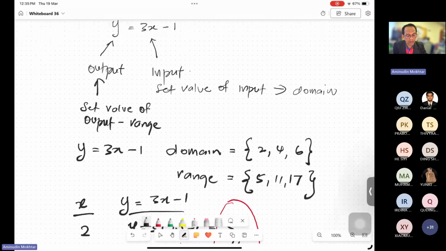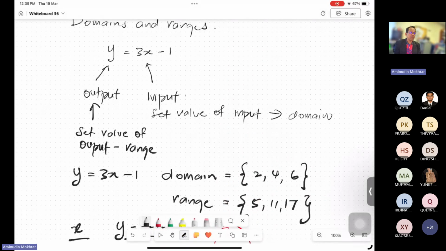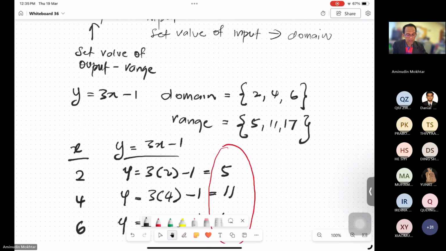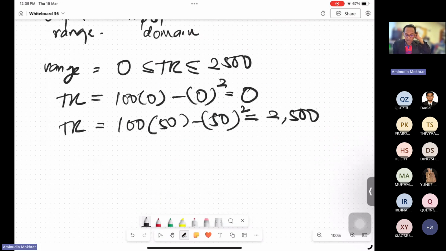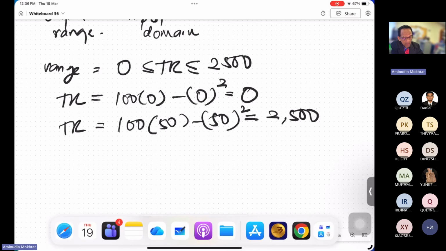I hope you can understand what is domain and range: input and output, or independent and dependent. The next topic is the difference between function and relation. Fungsi dan hubungan.